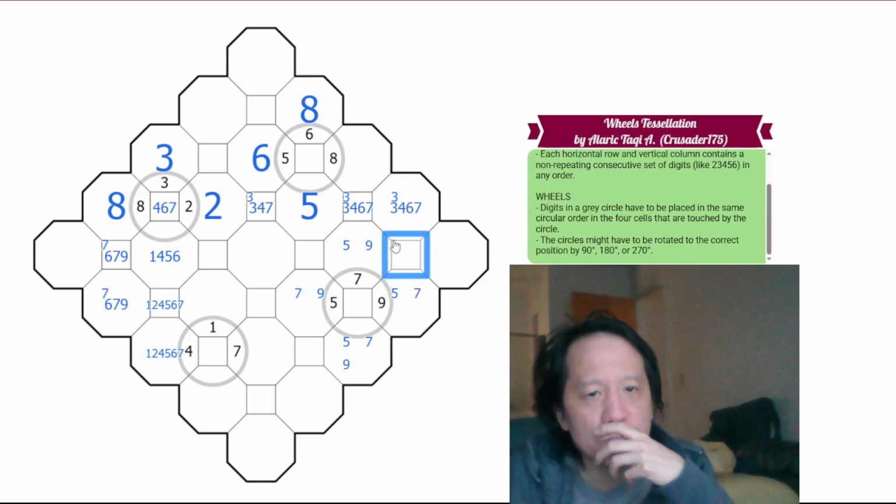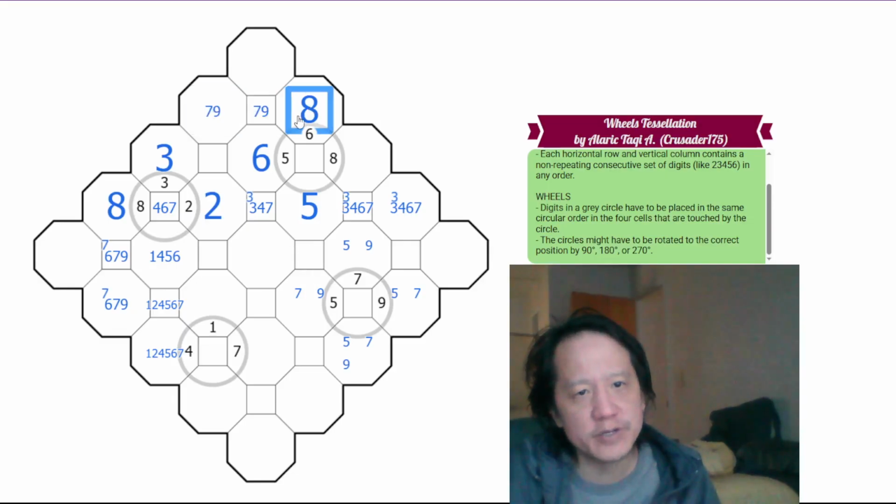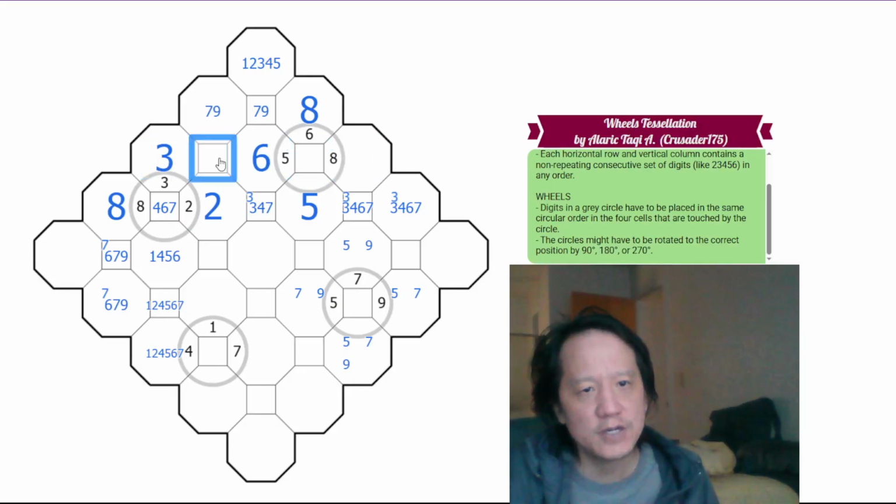This is 8. 6 cannot be either of these, so this must be 7, 9 as a pair. That means this cannot be 7, 8, 9, or 6. This is 1 through 5. This cannot be 8 here. Well, you can't have 8. It's 3 and 6. We cannot have a 5 here. We need a 5 on this row, so this must be 5 here.